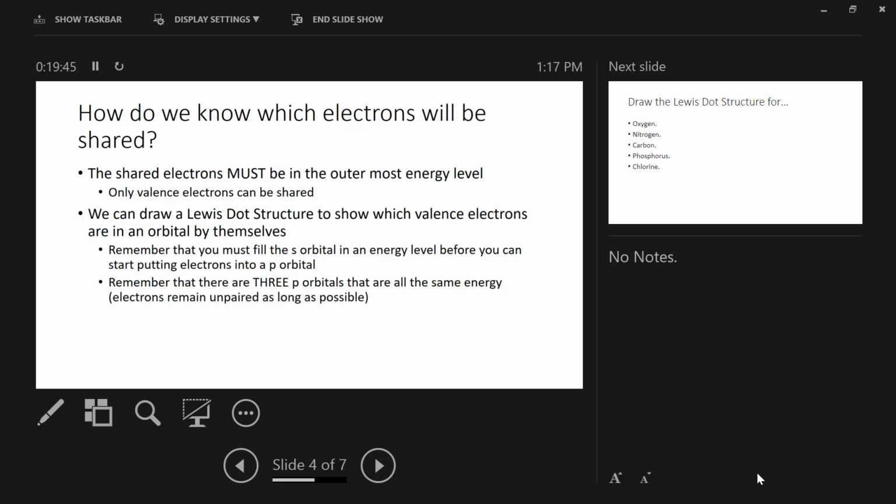Now, what are you thinking? The way I just answered that question, what are you thinking? Are you thinking, I don't know how to draw a Lewis dot structure? That sounds like a wonderful way to answer this question, but Dr. Engel, I have no idea what a Lewis dot structure is. Anybody thinking that? Let's do it.